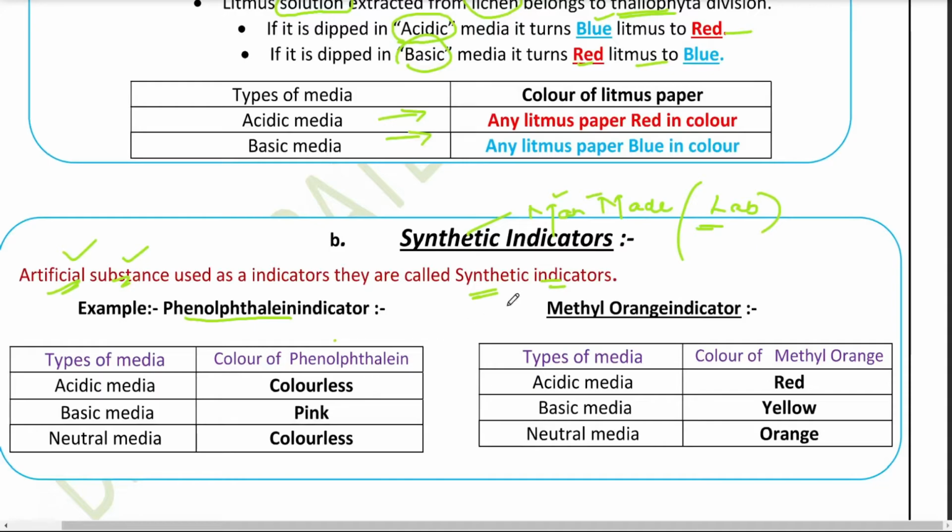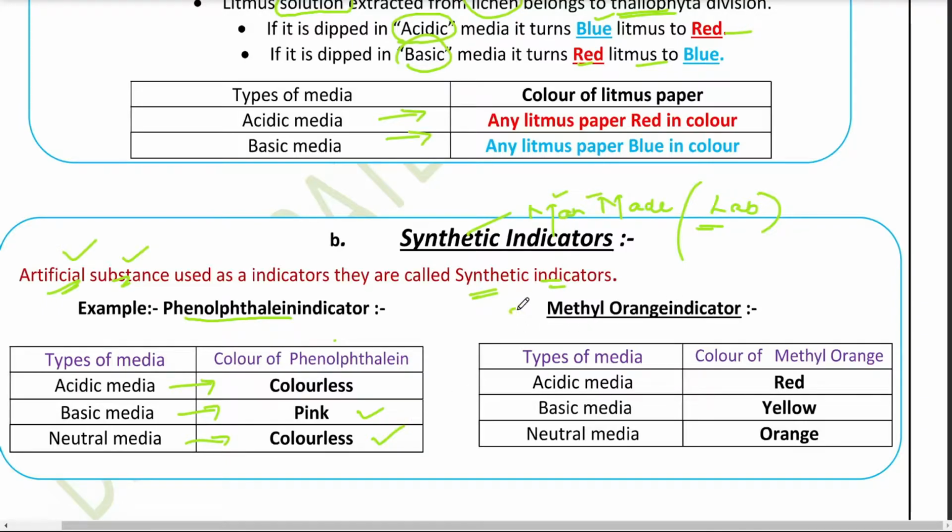Now, whenever phenolphthalein is added in any acidic media, the phenolphthalein becomes colorless. Clear. Same thing, if it is added in basic media, it becomes pink in color, and if it is added in neutral media, it becomes colorless. So these are the properties or the behavior of the phenolphthalein indicator. In the acidic media, it becomes colorless. In the basic media, it becomes pink, and in the neutral media, it becomes colorless.